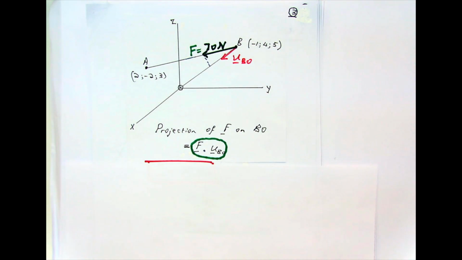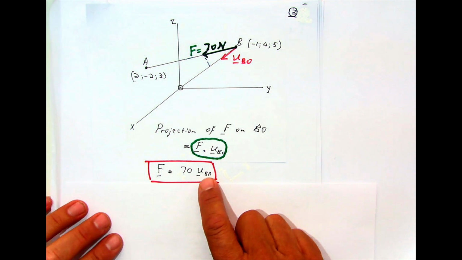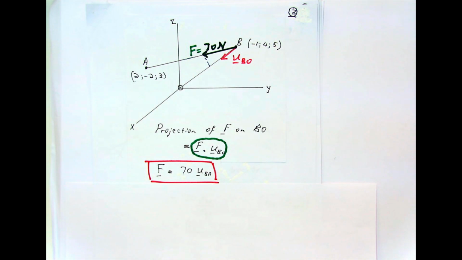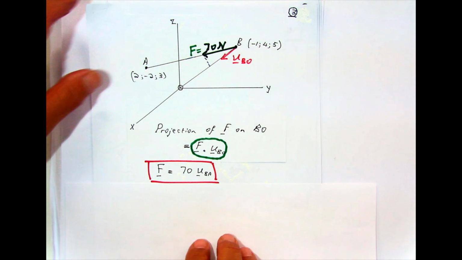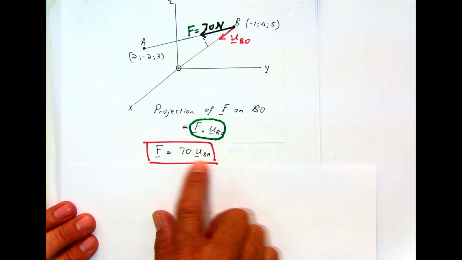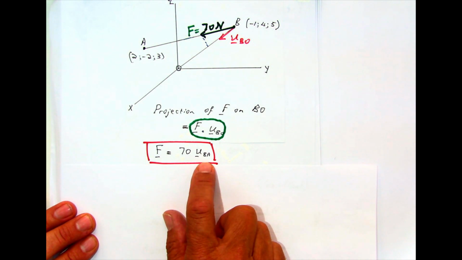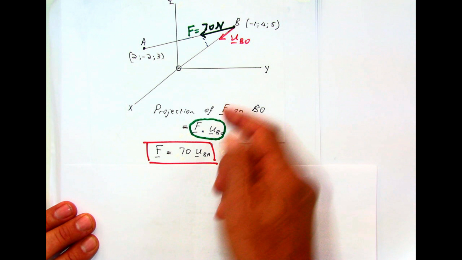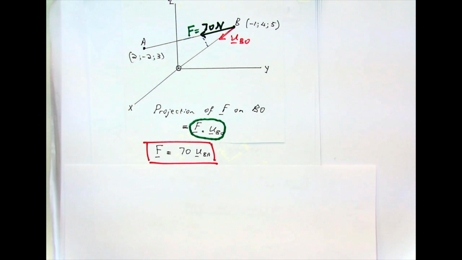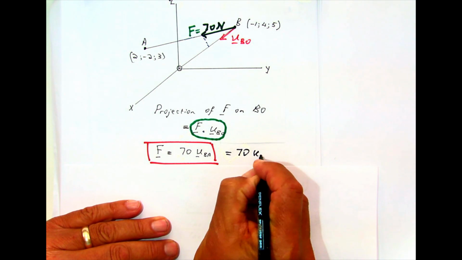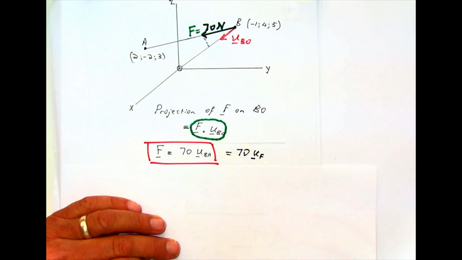Let me show you here. The force itself will be 70, the magnitude, times the unit vector which runs from B to A. So don't get mixed up with these things. You did this one here in the red box. You did that last week. To write a force as a vector, you just take the magnitude and you multiply it by the unit vector which is in the same direction as the force. One can also write this as 70 times the unit vector in the direction of the force.